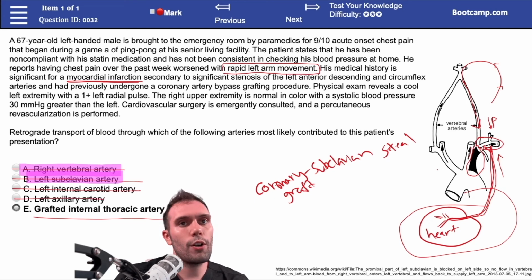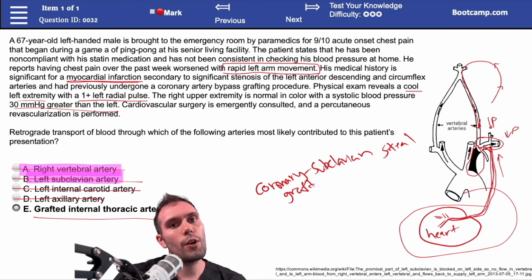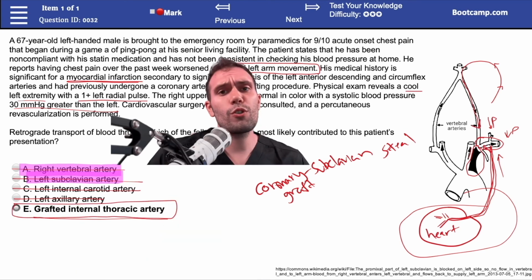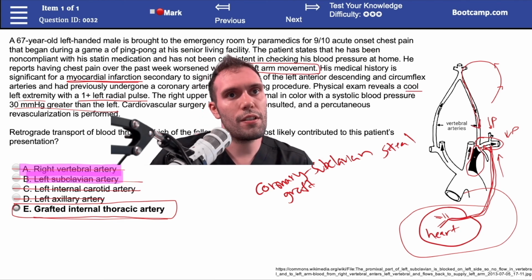Left axillary artery, same concept. We're going to have an overall decrease in pressure going through this region. That's evidenced by the fact that there's a 1+ radial pulse. The extremities are cool. There's a decreased pressure on the left side. We wouldn't expect retrograde flow through the left axillary artery. We just have decreased flow. And so the correct answer here would be the grafted internal thoracic artery having retrograde flow to compensate for the decreased pressure distal to the stenosis in the subclavian vessel.